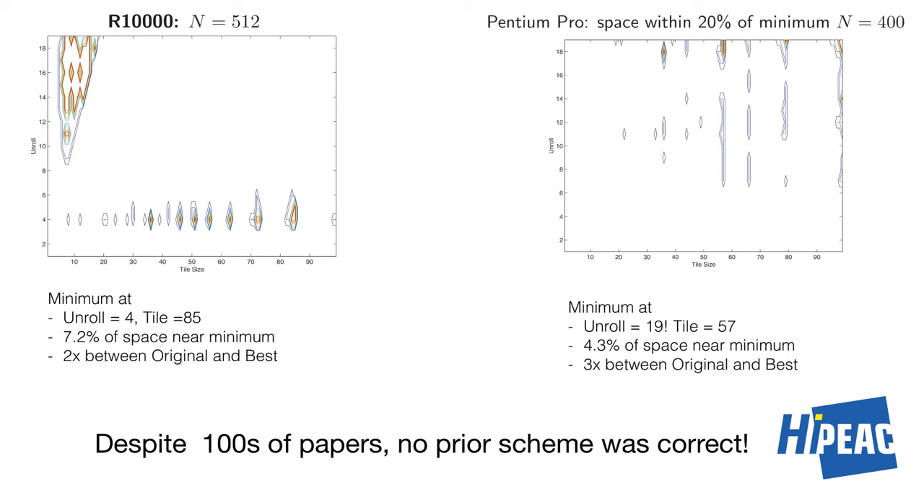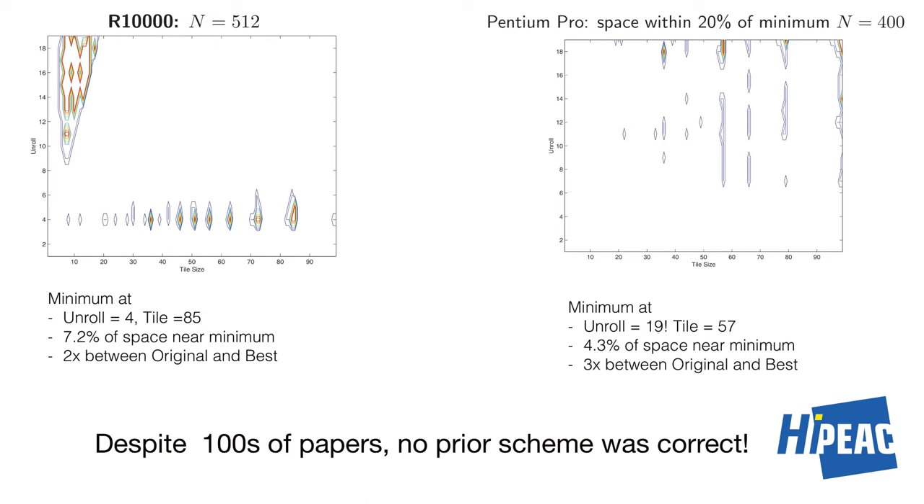The message here is not the history lesson we're going through, but that despite hundreds of papers on this, no prior scheme had predicted what the right answer was. And furthermore, as compiler writers, we just weren't interested. So we've seen a change from a theory-based view of the world to an evidence-based view of the world. What is the evidence that we're doing the right thing? And that's been a fundamental change we've seen started back then.